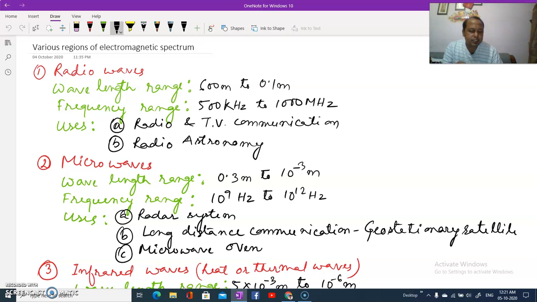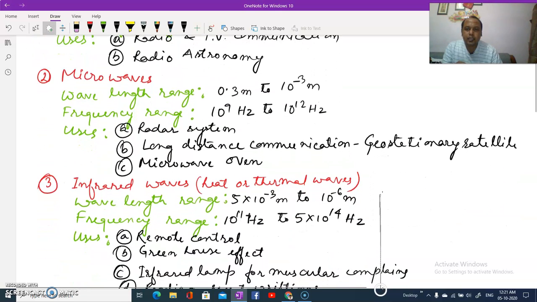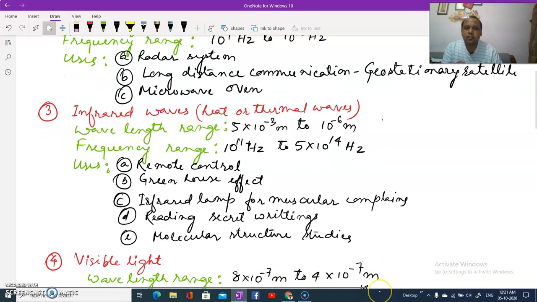Then the next type of electromagnetic wave is infrared rays. These are also called heat or thermal waves, because these electromagnetic waves have a property of producing heat where it falls or where it moves. The wavelength range is from 5 into 10 raised to the power minus 3 meter to 10 raised to the power minus 6 meter, and the frequency range is 10 raised to the power 11 hertz to 5 into 10 raised to the power 14 hertz.